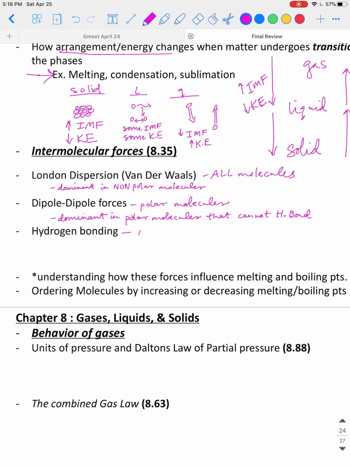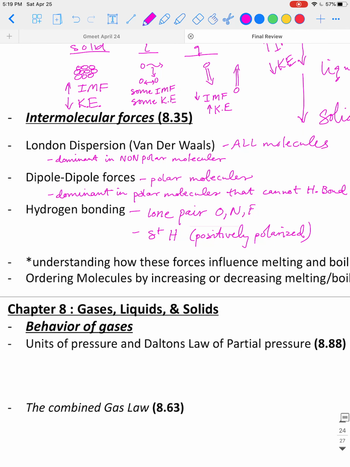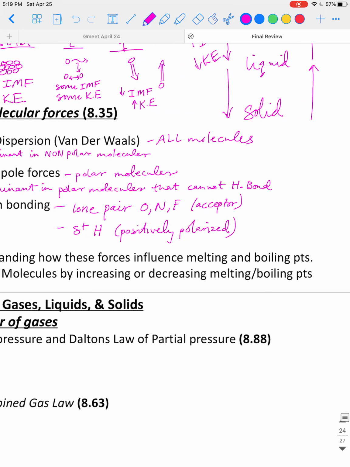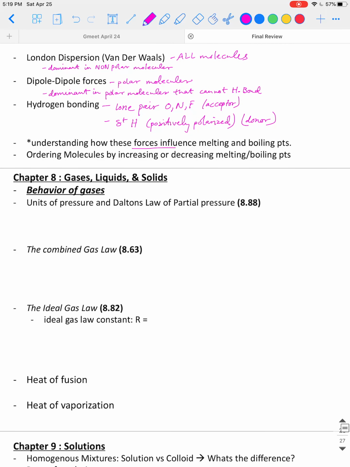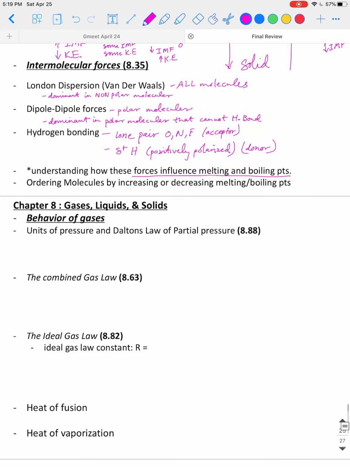hydrogen bond, okay? Hydrogen bonding had two requirements. You had to have a lone pair on an oxygen, nitrogen, or fluorine present in the molecule, and then you have to have a positively polarized hydrogen. And if those two requirements are met, then that molecule will be able to hydrogen bond with itself. If it just has one of these two things, then perhaps it could hydrogen bond with another molecule such as water. The lone pair is what we call the acceptor, and the positively polarized hydrogen is called the donor on the molecules.